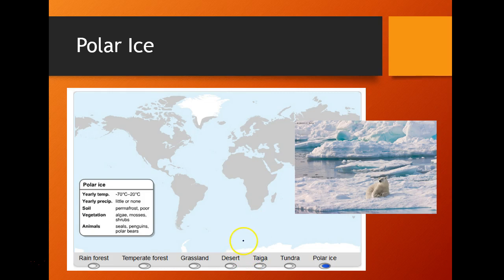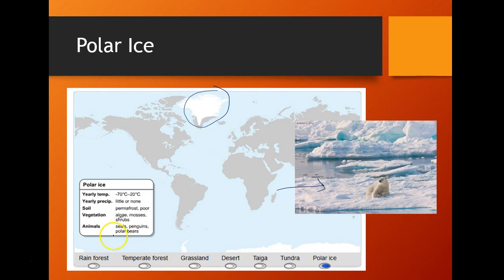Okay, and we also have the polar ice. So the polar ice we can find up here, and this would be one of the coldest biomes that exists. There's no yearly precipitation, very little. The soil is permafrost, very poor, so there's not a lot of vegetation. The vegetation that they do have would be something like algae, mosses, and shrubs, but again, very little. You can see in this picture, it looks almost all white.